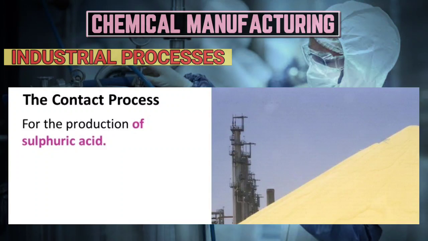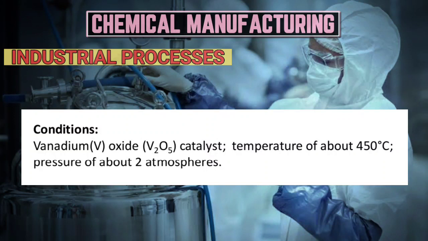Let's look at the contact process for the production of sulfuric acid. The raw materials are sulfur and oxygen. Sulfur could be obtained from local refineries where it has been recovered from fossil fuels, that is oil and gas. Oxygen could be obtained by drying and compressing air. The conditions required for this process are the use of vanadium 5 oxide as catalyst, a temperature of about 450 degrees Celsius, and a pressure of about 2 atmospheres. You can see it's very low pressure when compared to that of the Haber process.